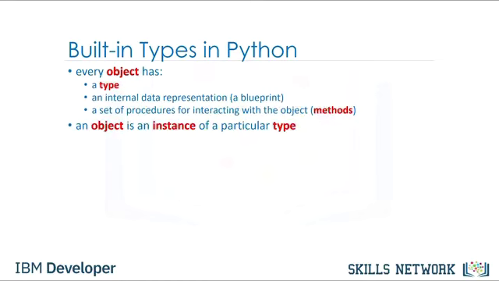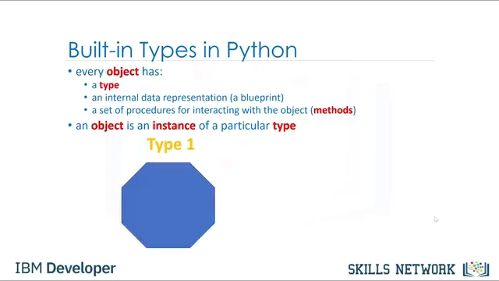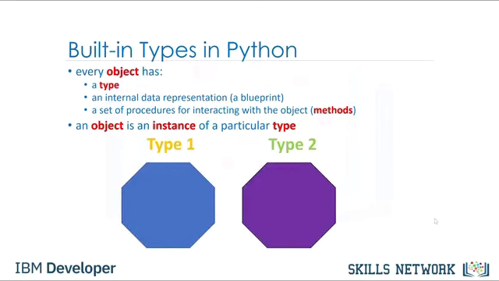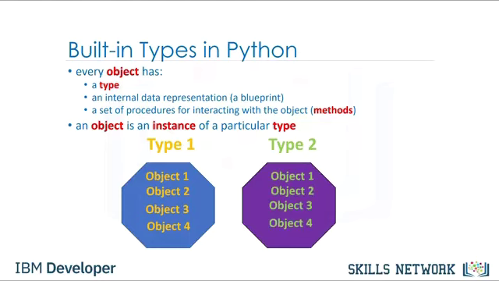An object is an instance of a particular type. For example, we have two types, type 1 and type 2. We can have several objects of type 1 as shown in yellow. Each object is an instance of type 1. We also have several objects of type 2 shown in green. Each object is an instance of type 2.